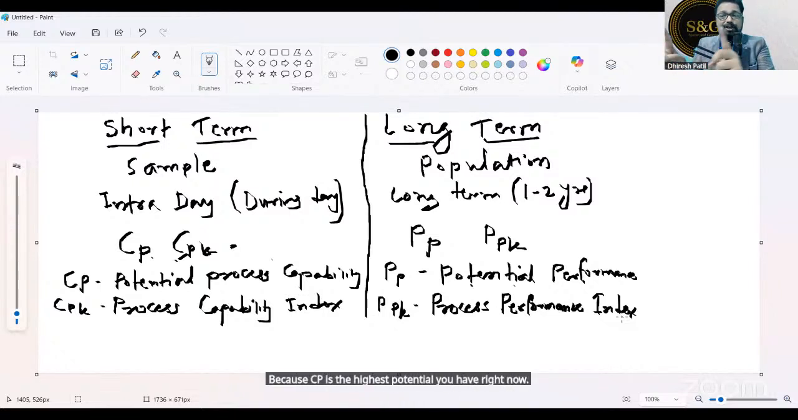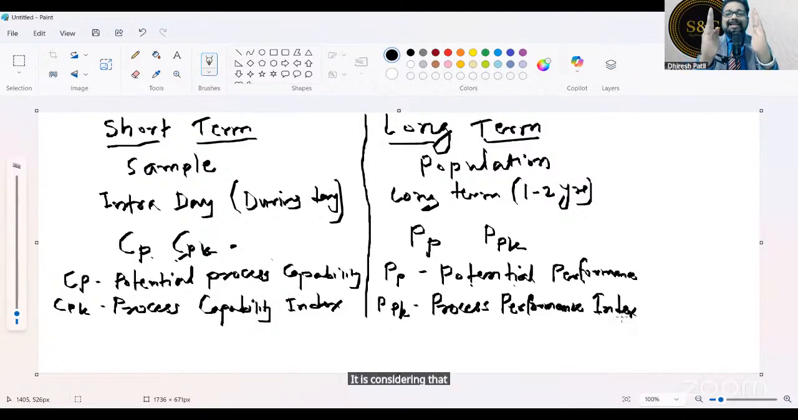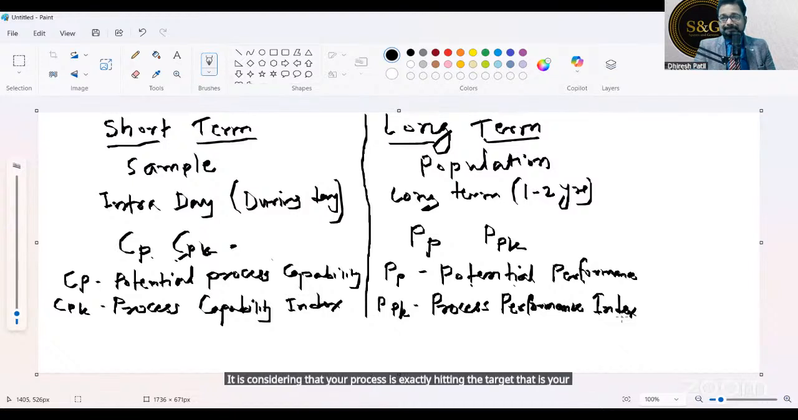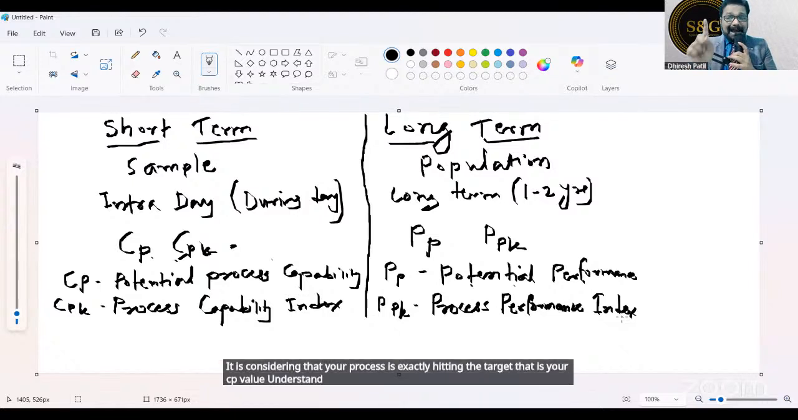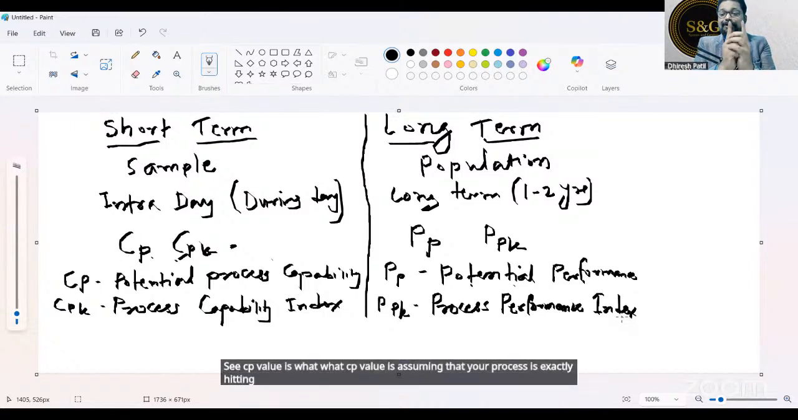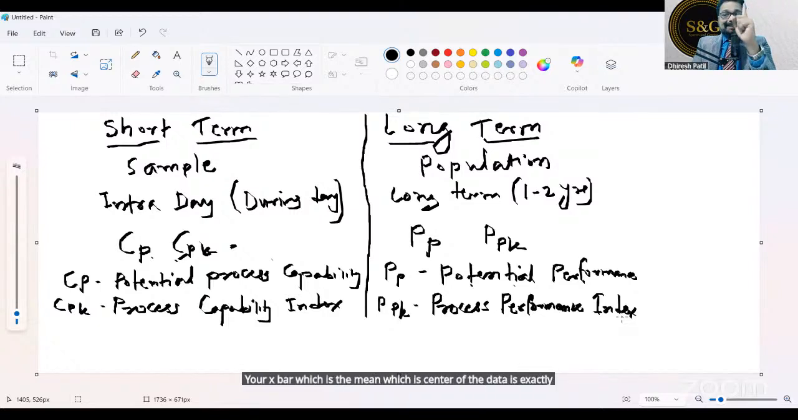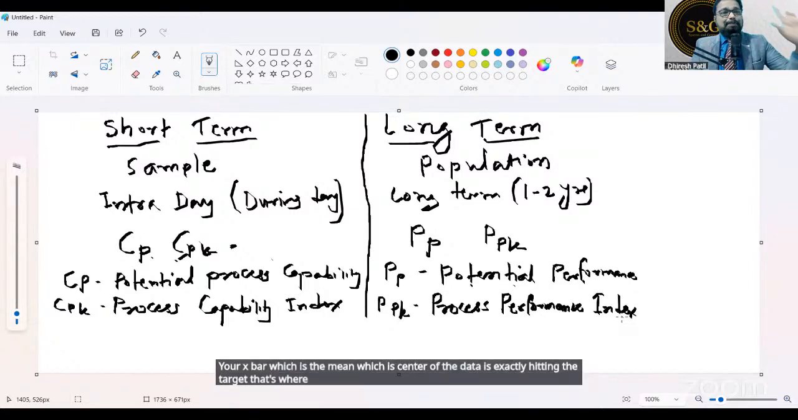Without considering the shift, it is considering that your process is exactly hitting the target. That is your CP value. Understand this? CP value is assuming that your process is exactly hitting the target. Your X bar and your target is same. That is the assumption of CP. Your X bar, which is the mean, which is the center of the data, is exactly hitting the target. That's where your CP value will be equal to CPK value.